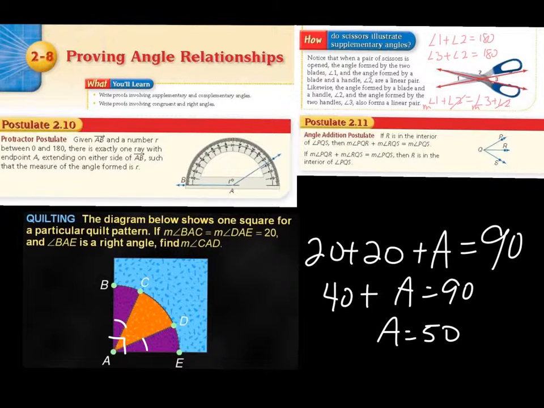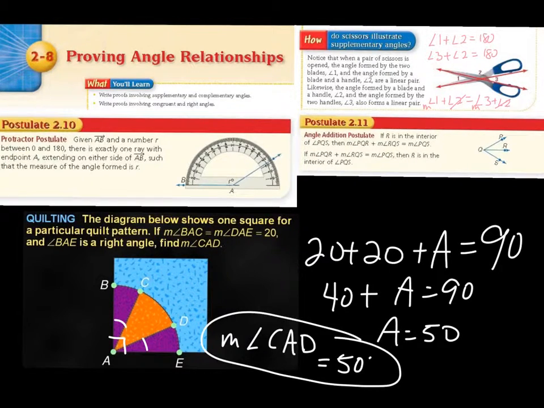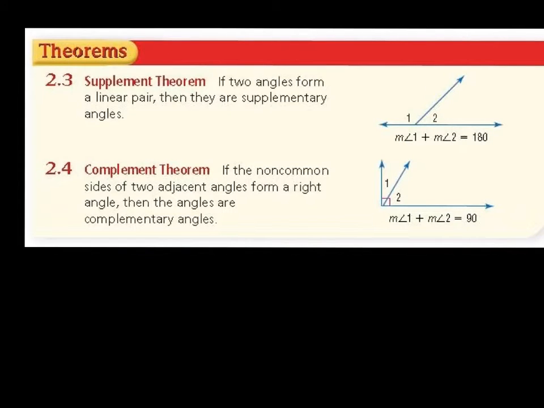Find the measure of angle CAD. So the measure of angle CAD was 50 degrees. Oops, I snuck ahead there and got the complement theorem in by accident. The supplement theorem says if two angles form a linear pair, they are supplementary, so they add up to 180 degrees. The complement theorem: if the non-common sides of two adjacent angles form a right angle, then the angles are complementary, they add up to 90 degrees.